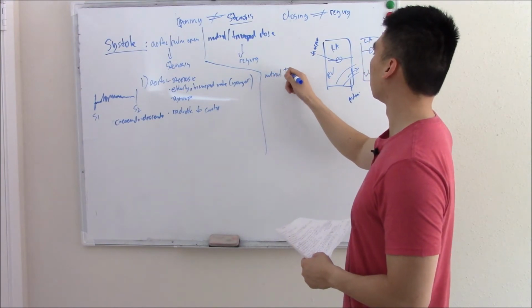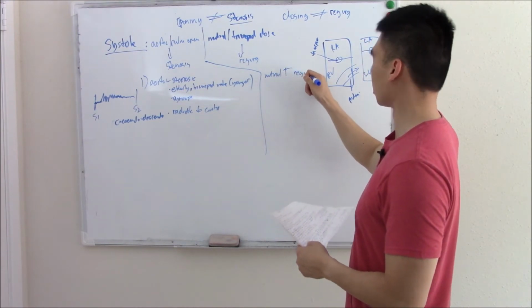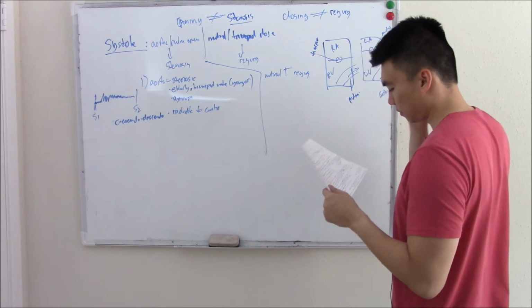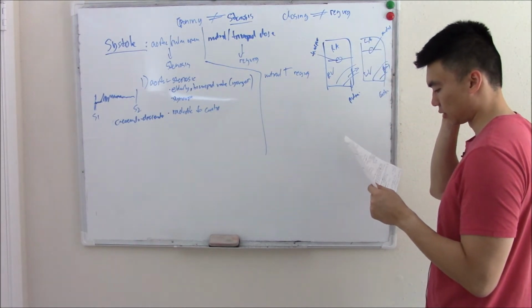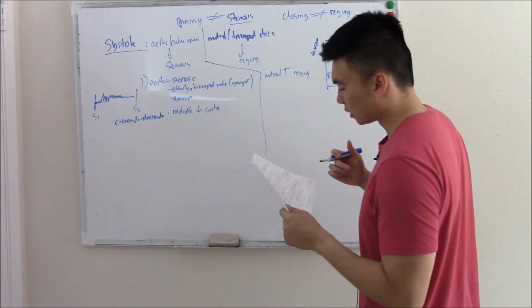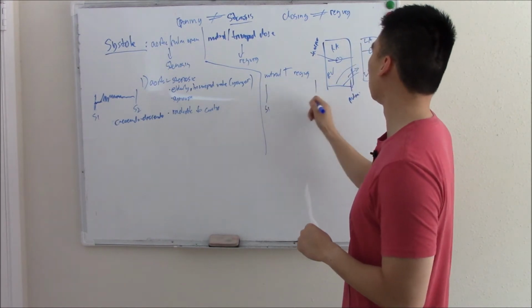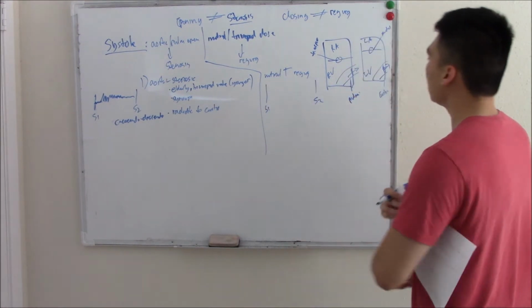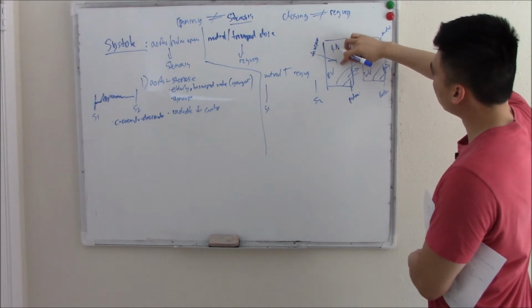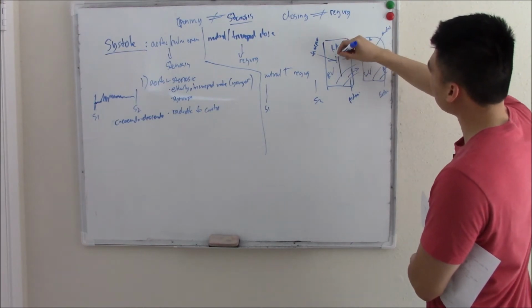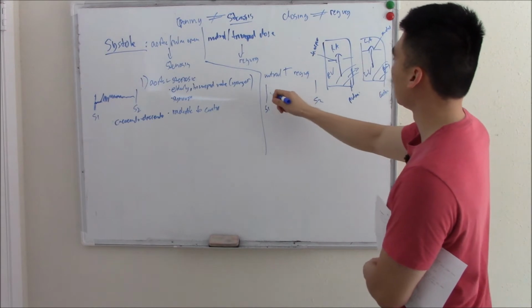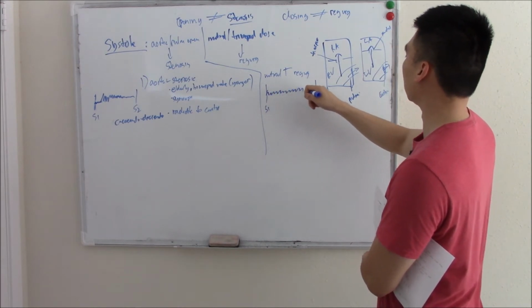Mitral, tricuspid, regurg. Mitral and tricuspid regurg. All right, you can hear it. Here's S1, S2. If these are open, then when you pump blood out in systole, blood will leak through. Blood will leak through. And so you just hear the blood leaking through.